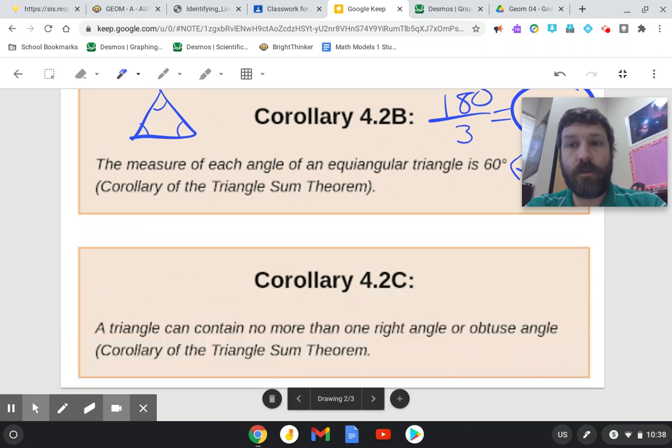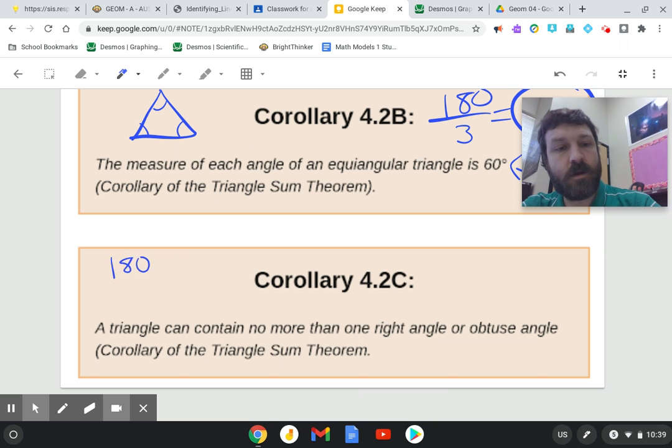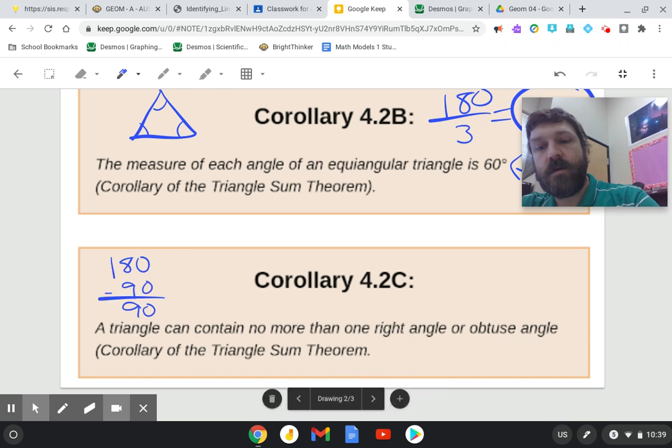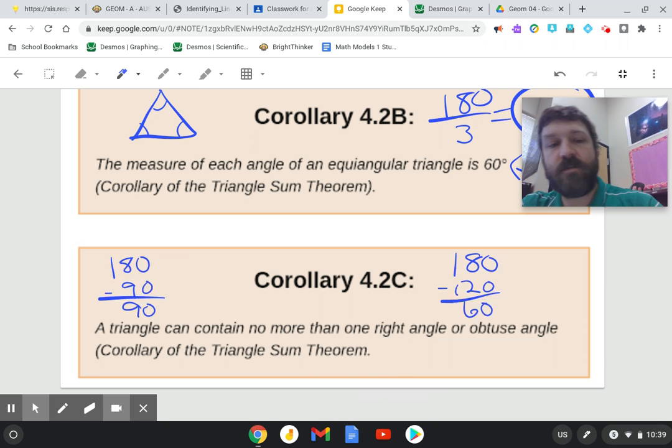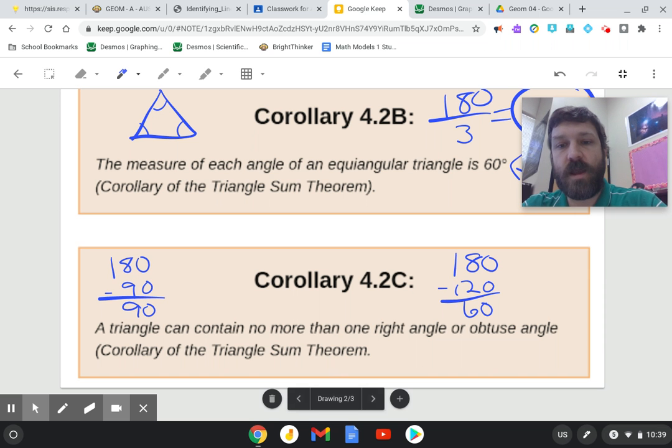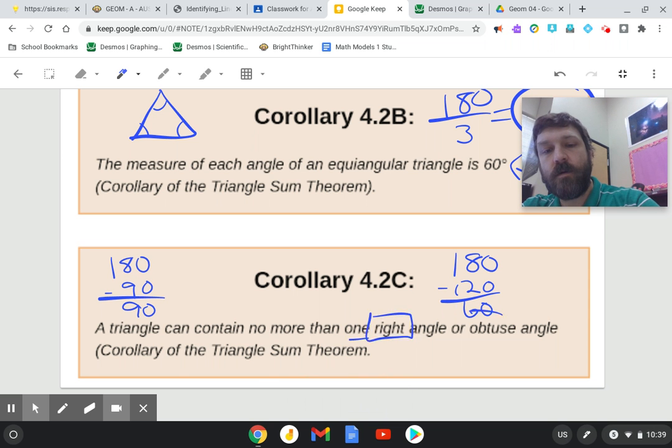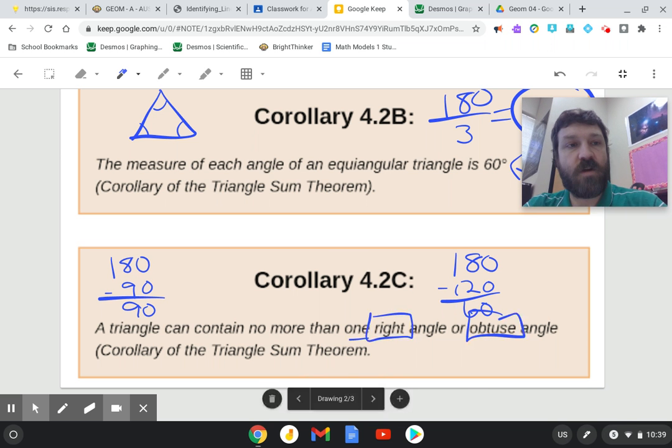I already discussed this a little bit earlier, but a triangle can contain no more than one right angle or one obtuse angle. Very simply, once you have a right or obtuse angle, you've already used up half or more than half of your 180. For instance, if you have a right triangle and you take up 90 degrees with one of those angles, there's only 90 left to make up the other two angles. And if you have an obtuse angle and you say it's 120 degrees, now you only have 60 degrees left to make up that other angle. So only one obtuse or right angle can be made up in a triangle.